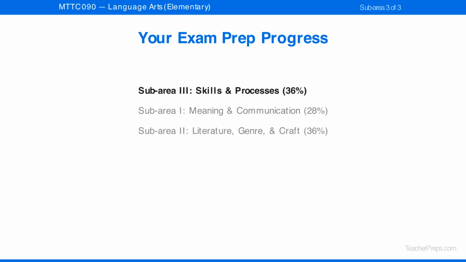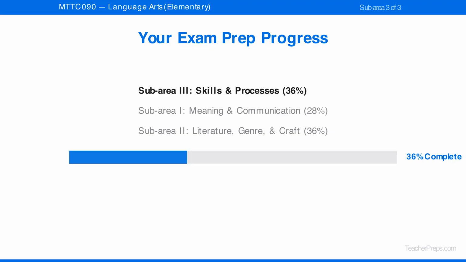That's 36% of the MTTC 090 Language Arts exam, which means you've made serious progress. But here's the thing. Sub-Area 3 is only part of the picture. You still need Sub-Area 1, Meaning and Communication, worth 28%, which covers language development, communication models, and rhetorical situations. And you need Sub-Area 2, Literature, Genre, and Craft, worth 36%, which covers language structure, children's literature, author's craft, and critical evaluation of texts and media. Without those two sub-areas, you'd be walking into test day missing 64% of the content.